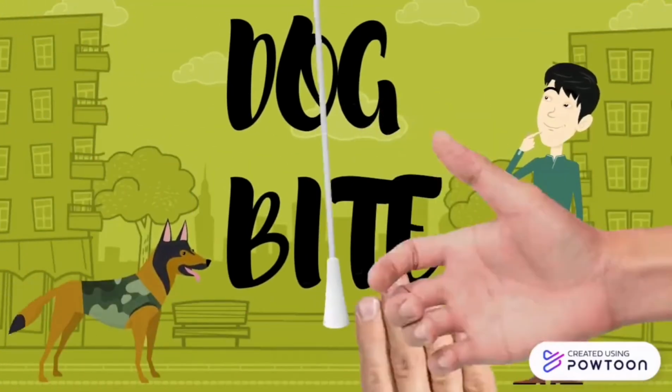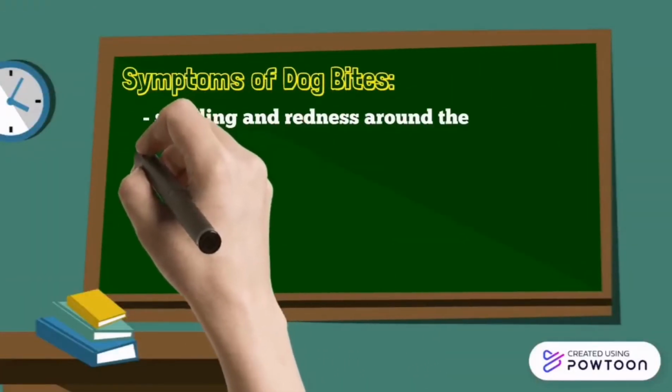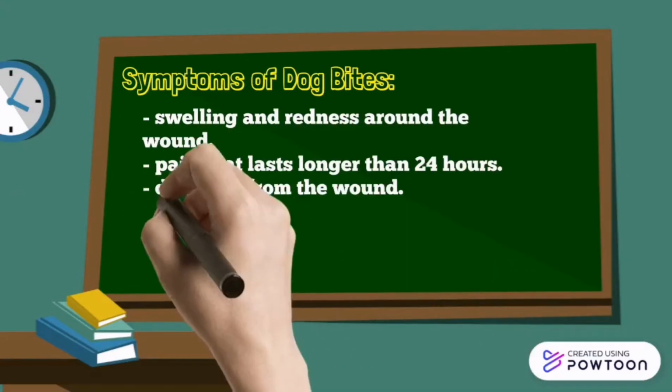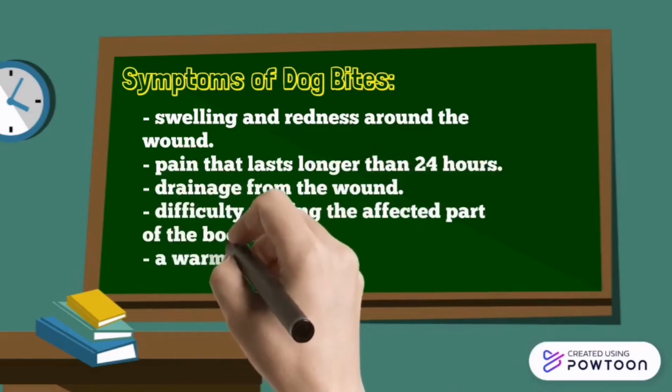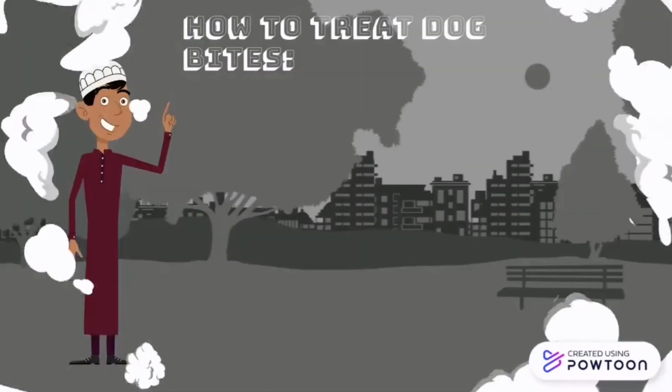Dog bite. Symptoms of dog bites: swelling and redness around the wound, pain that lasts longer than 24 hours, drainage from the wound, difficulty moving the affected part of the body, a warm feeling around the wound.